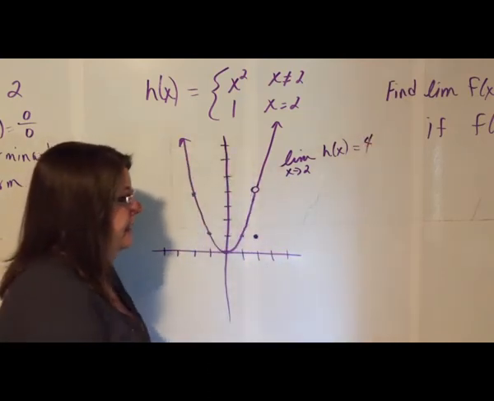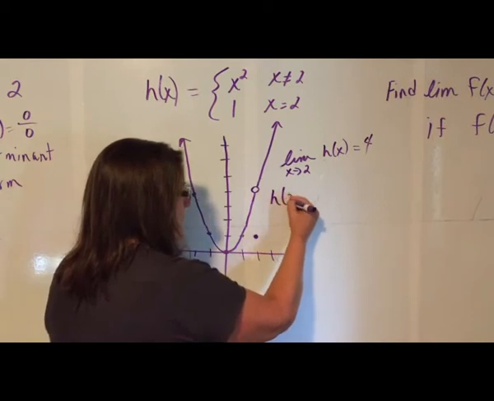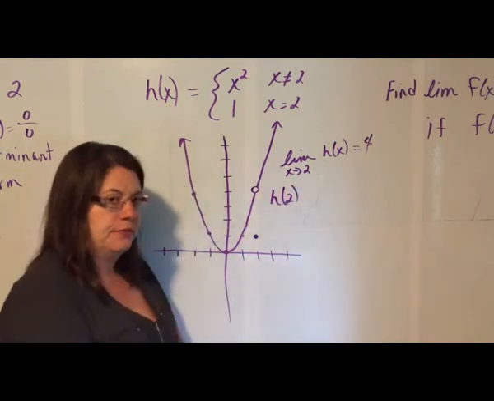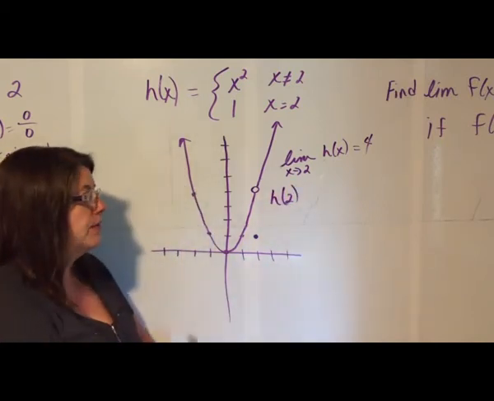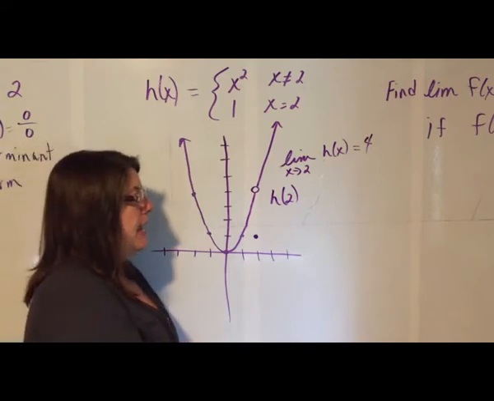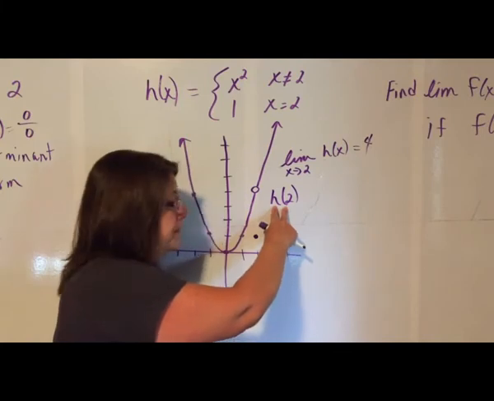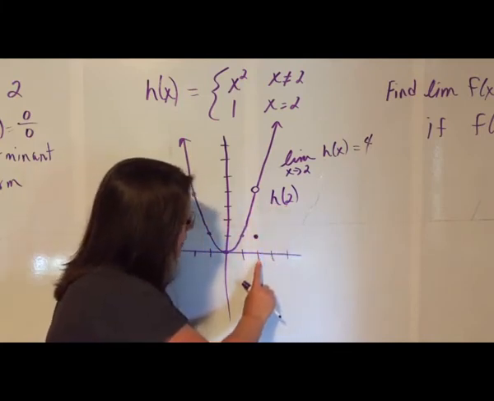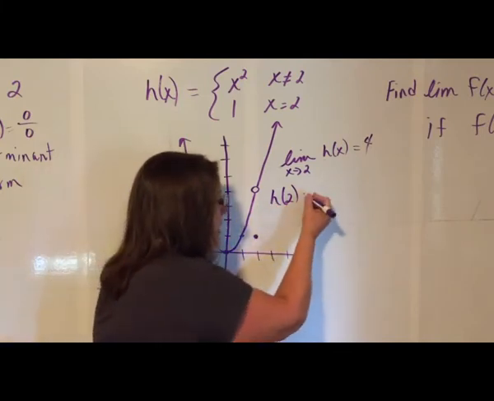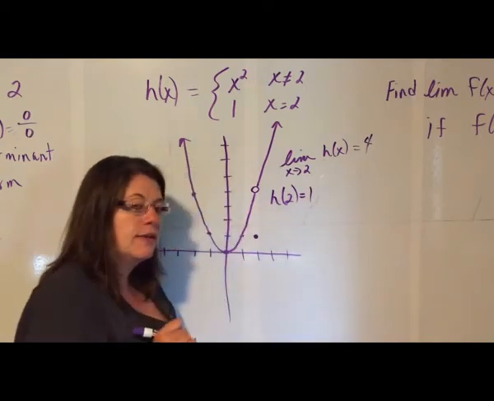But what if they said, find h of 2? Now that's where this is different. H of 2 is the actual y value at 2. Well, at 2, the y value here is 1. So h of 2 is 1.